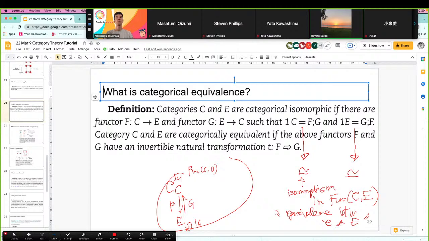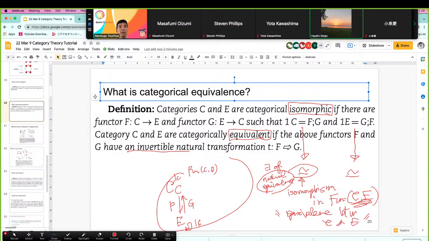This isomorphism in functor CE is nothing but the existence of natural equivalence or the natural isomorphism in this C. So we can define the equivalence between categories in terms of natural transformation. Okay, and then this categorically equivalent is weaker than this isomorphism condition. And that happens if the above functors F and G have an invertible natural transformation.